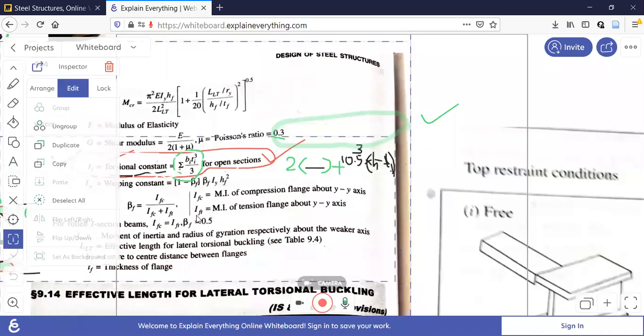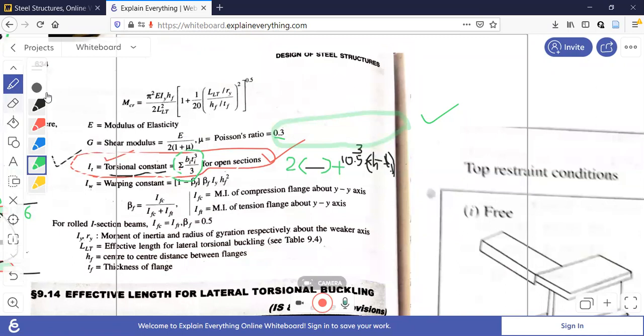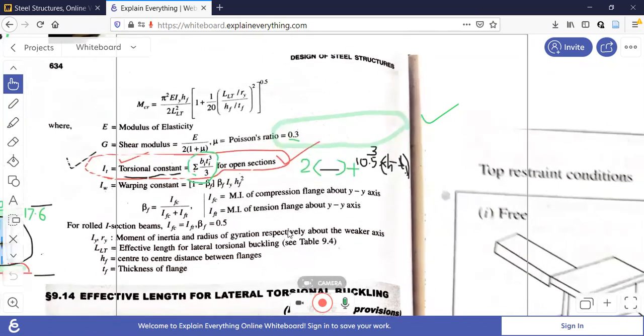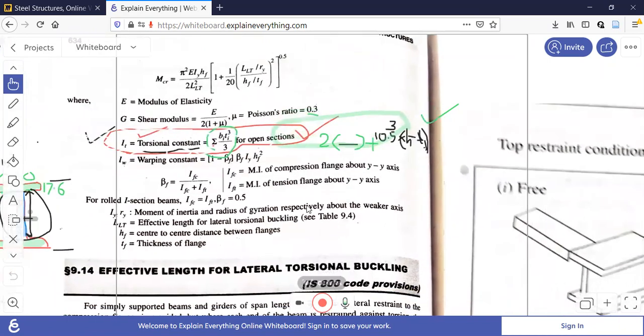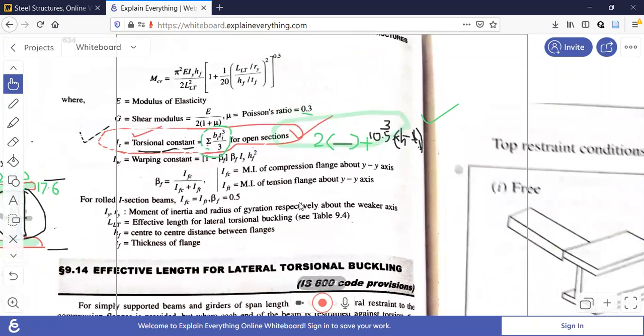Now let us see, torsional constant is done already. Torsional constant is already done here. Warping constant I am going to calculate now. Ultimately, I'm trying to find out MCR here. Ultimately I'll arrive at the MCR value. Before that, I need to do all these calculations. So here, warping constant is equal to 1 minus beta f into beta f Iy hf square.